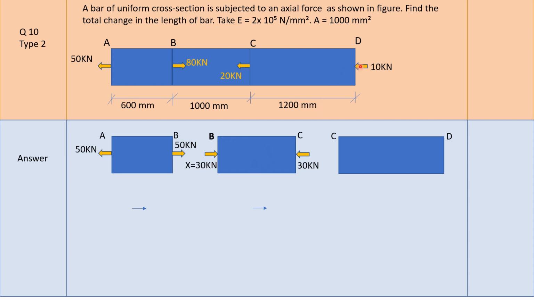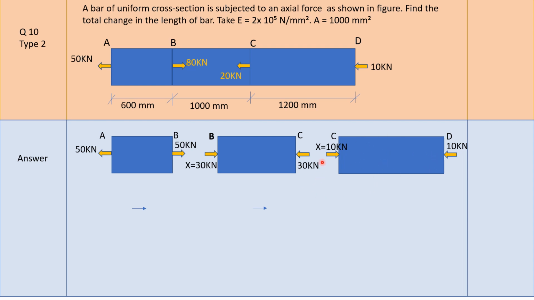Now here the force 10 kilonewton is already given at D. We will show that force as it is. So here the force 10 kilonewton is acting. Now again this is a pushing force, and for this body to be in equilibrium, here also a 10 kilonewton force pushing must act. So here a force 10 kilonewton will act. So this 10 and 10 they will balance each other and CD will be in equilibrium.